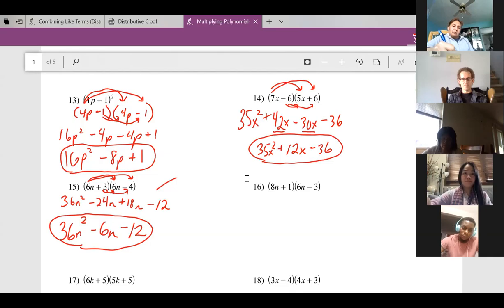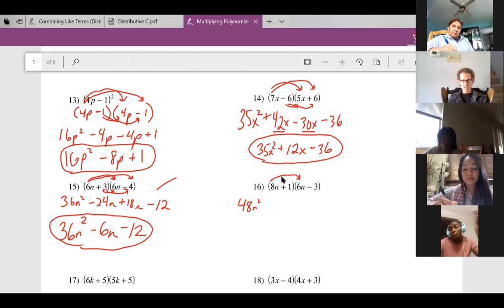Okay, here's number 16. I'm going to distribute 8n and 6n first. And I get 48n squared. Then distribute 8n times negative 3, and you get negative 24n. Next, distribute 1 times 6n, and just get 6n. And then 1 times negative 3, you get negative 3.